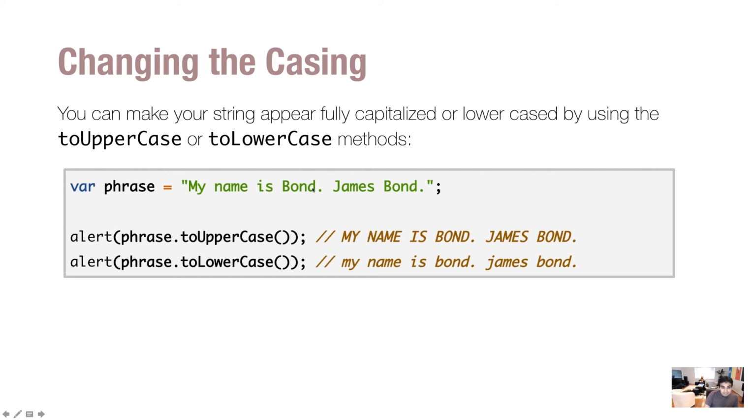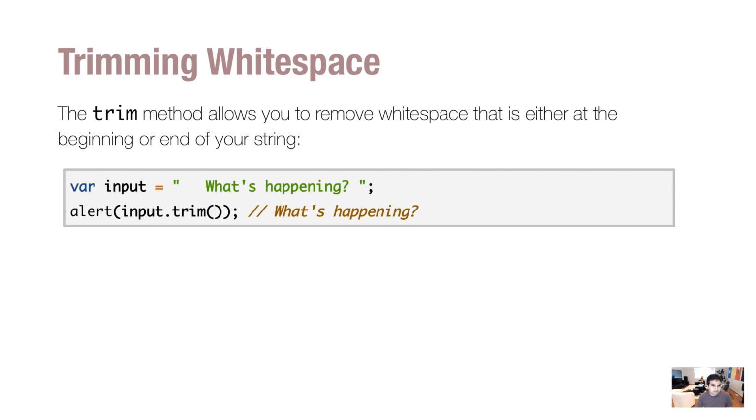The text is "My name is Bond, James Bond," and then JavaScript provides you with two methods, toUpperCase and toLowerCase, for automatically making your text all caps or all lowercase. So in this case, I have a phrase.toUpperCase, which prints the uppercase version of what we originally came in with. And then you have the toLowerCase method, which prints the lowercase version of what we came in with. So nothing too fancy going on here. It's pretty straightforward. And the very last method we're going to be looking at is the trim method.